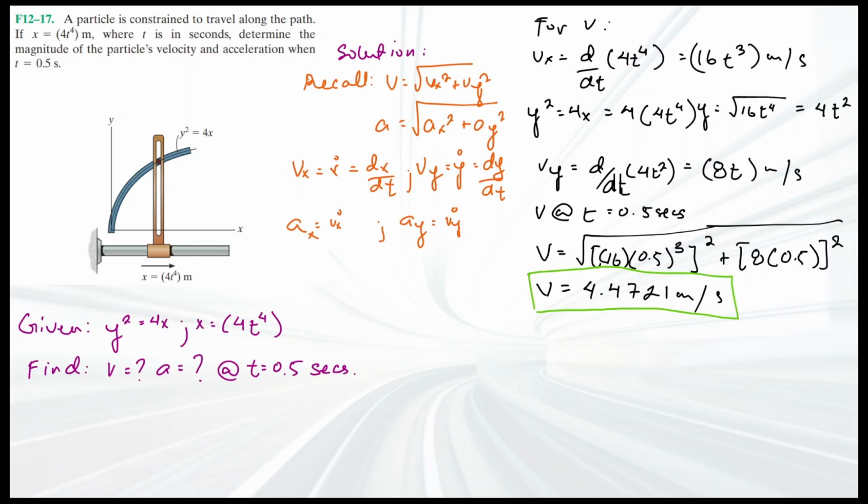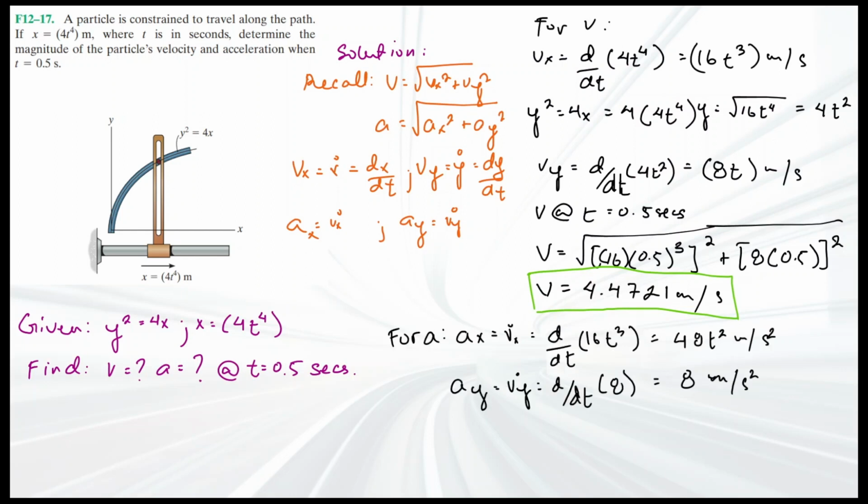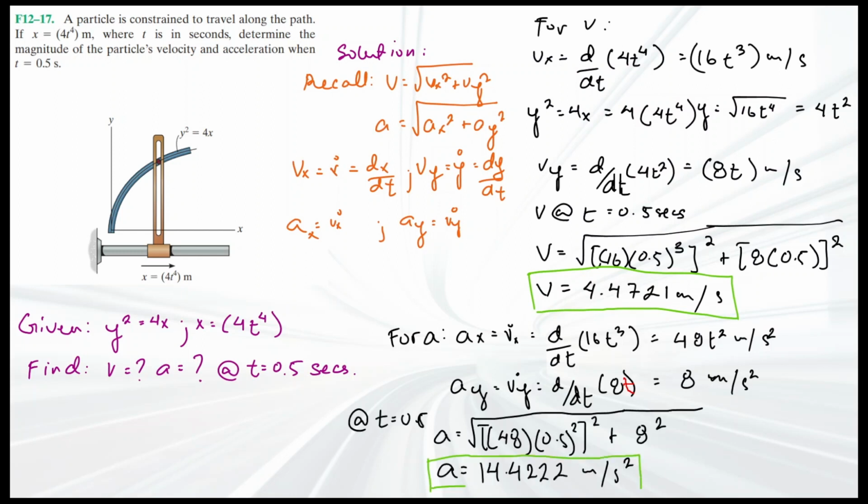Next, with the acceleration, all we have to do is get the first derivative of the velocities in the x and y components. So here we go. We will have 48t squared meters per second squared, and we will have 8 meters per second squared. I forgot the t here. There should be a t here. There we go. Almost forgot that. Okay, and then all we have to do is plug it into this equation, and we will get a equals 14.422 meters per second squared, or 14.42.